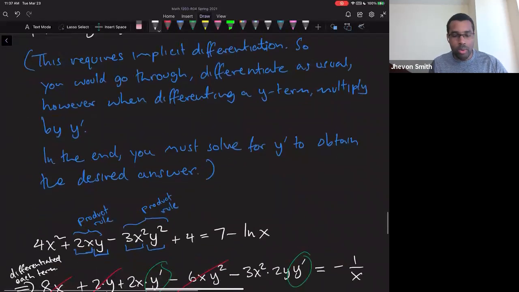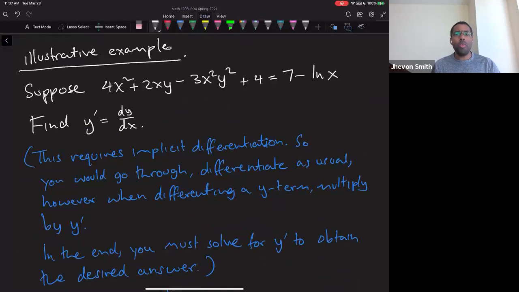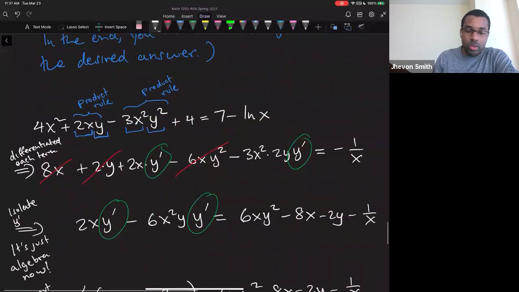And we kind of did that with an example here, where we had this expression with x's and y's kind of mixed up together: 4x squared plus 2xy minus 3x squared y squared plus 4 equals 7 minus ln x. Very long expression. We wanted to find the derivative of y with respect to x. What we did was essentially we just went through and did all the derivative rules as usual. So the derivative of 4x squared was still 8x, right?